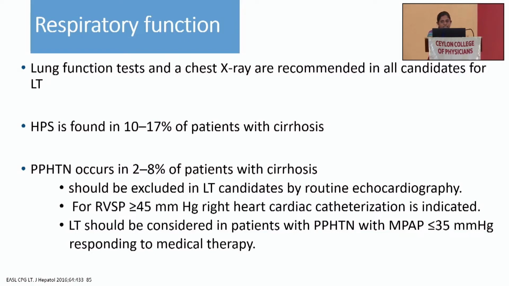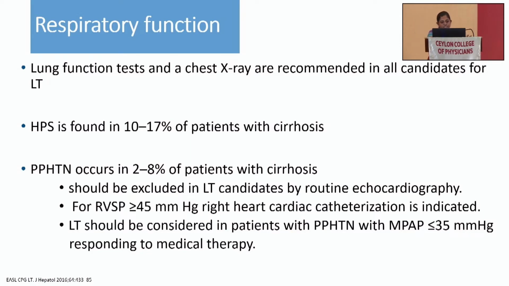So it should be screened either with pulse oximetry, the bedside test. If it is less than 96%, the patient needs further evaluation with contrast echocardiogram. Portopulmonary hypertension is also common, 2 to 8%. It should be screened by echocardiography, and depending on the value, if right ventricular systolic pressure is more than 45, we need to do further cardiac catheterization studies.